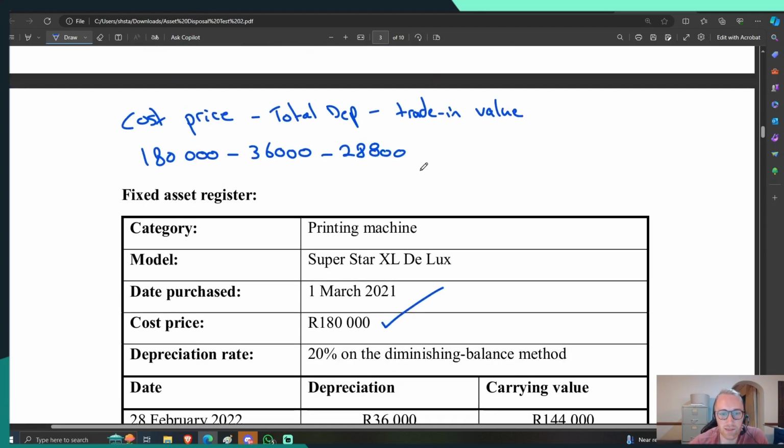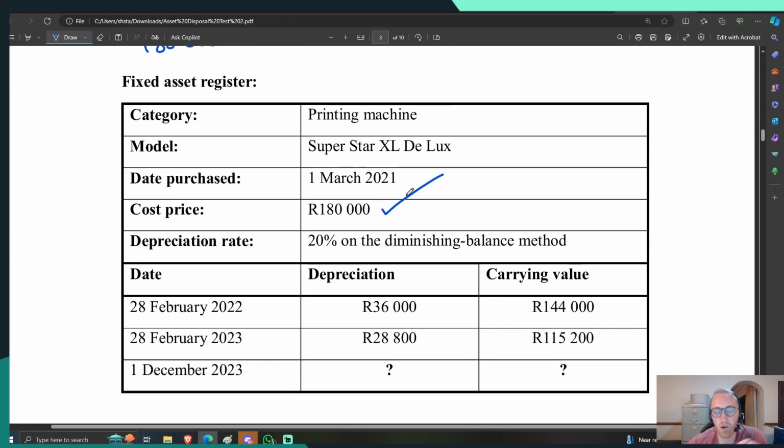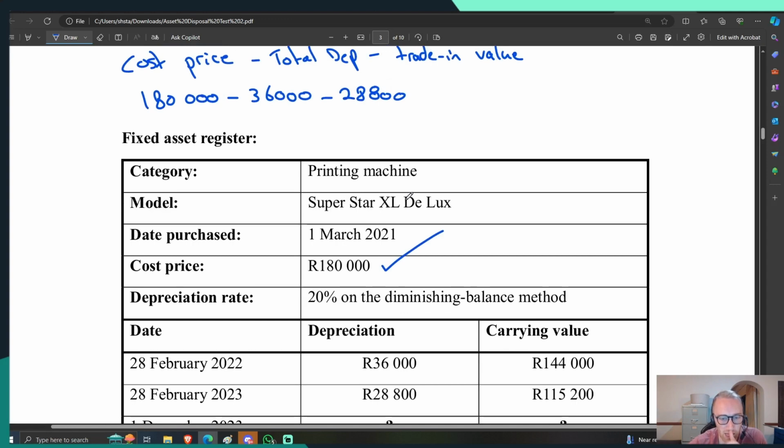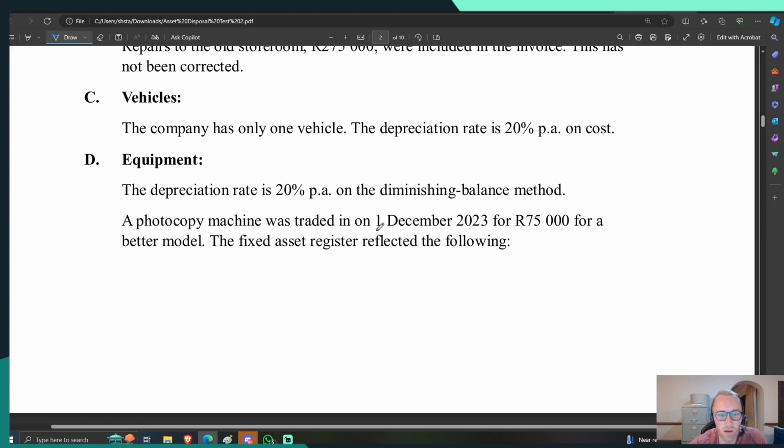Now we have to minus the depreciation for this year, for the number of months that we've had it. So, how many months have we had it? We sold it on the 1st of December. So we have had it for March, April, May, June, July, August, September, October, November. 9 months. We have had it for 9 months, not 10 months.